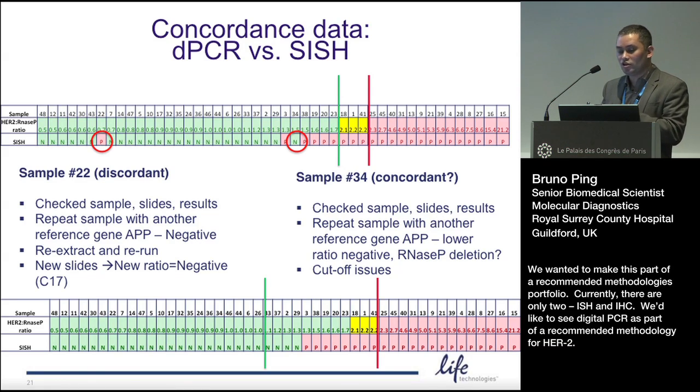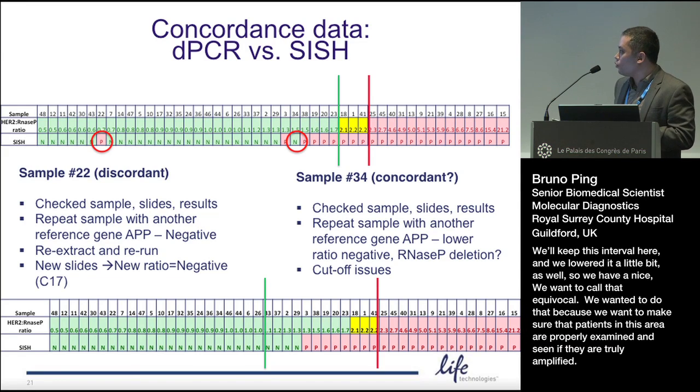Currently, there are only 2, ISH and IHC. We'd like to see digital PCR as part of a recommended methodology for Her-2. So moving forward, we'll keep this interval here, and we lowered it a little bit as well. So we have a nice, we're going to call that equivocal. We want to do that because we want to make sure that patients in this area are properly examined and seen if they are truly amplified or not.